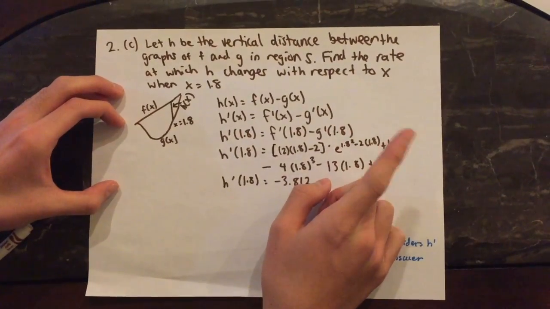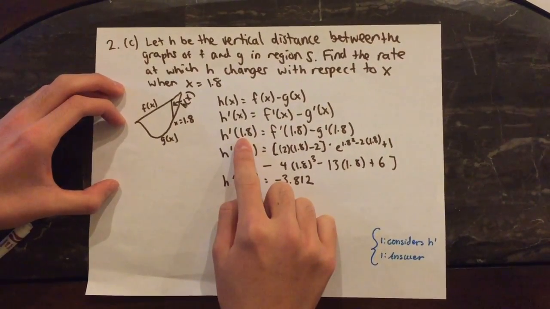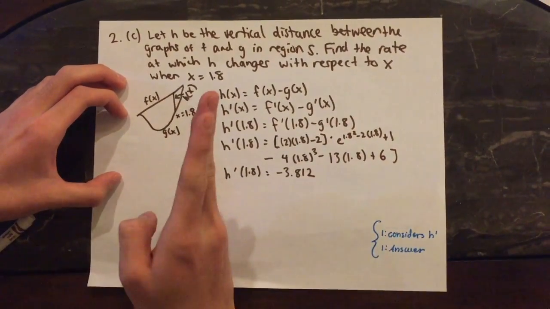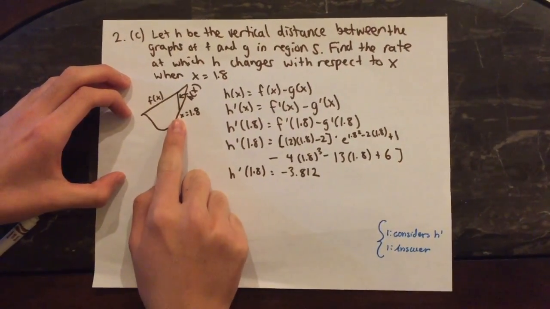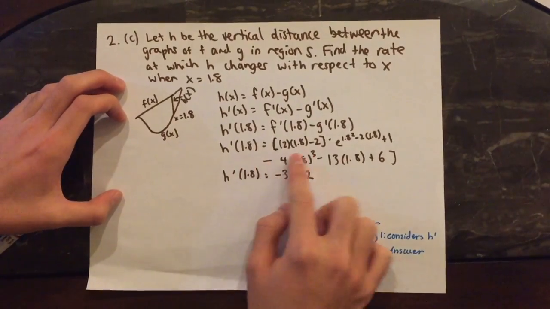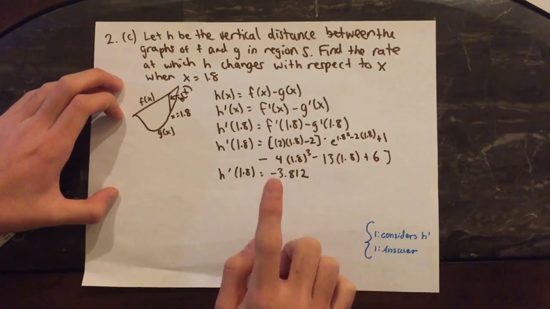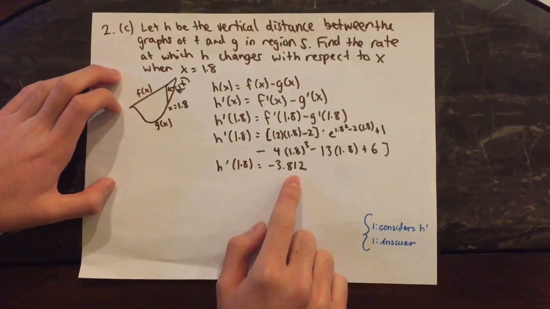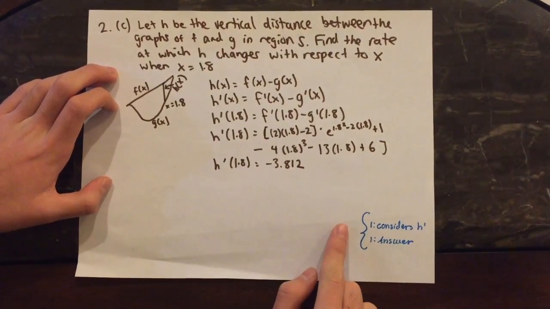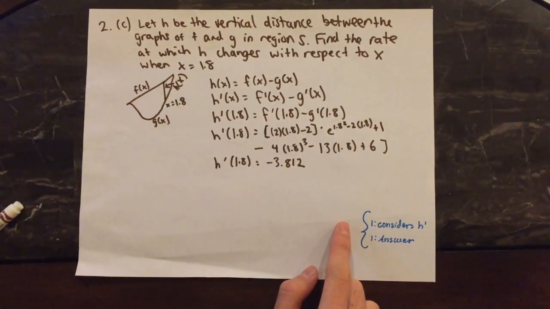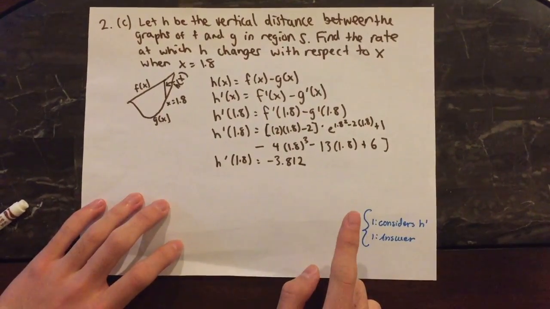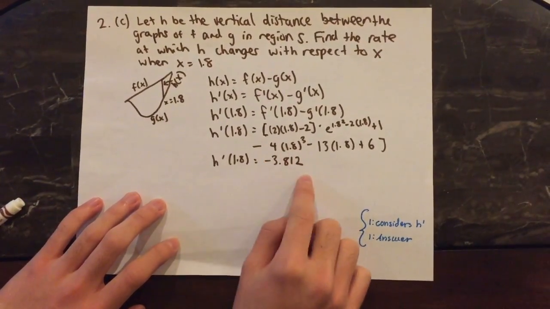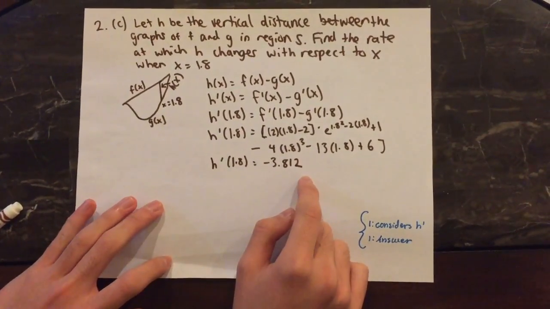And then we plug in 1.8 into the functions that we have because we want the rate at a specific point, at x equals 1.8. So once you plug everything in, you'll get the answer to be negative 3.812. And you will get 1 point for considering h prime. That is the rate at which h changes. And you'll get 1 point for the correct answer, negative 3.812.